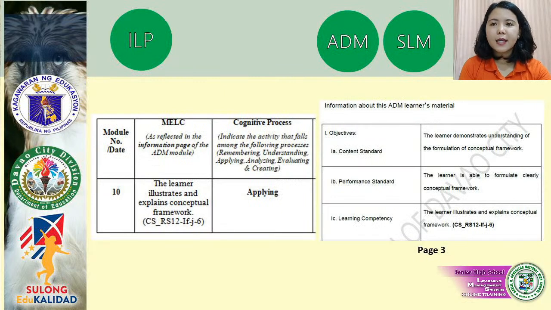So if you can see, in ILP, for the first 3 columns, we have module number, the MELC, the cognitive process. This can be found in the information about this ADM learners material. We have there the objectives, the content standard, performance standard, and learning competency, including the code.